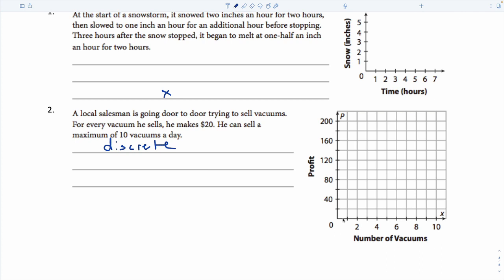So after he sells one vacuum, he makes 20 bucks. 2 vacuums, he makes 40. 3, he makes 60, all the way up to 10 vacuums. Your domain for this, what does it look like, Porter? Look down at the numbers. What is the domain down here?